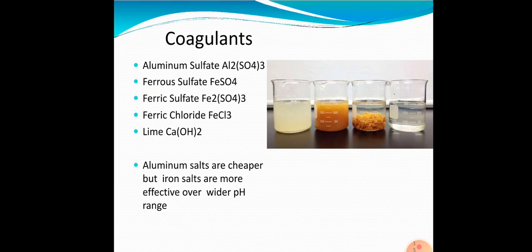The various types of coagulants that are normally used are as shown below. Aluminium sulfate is one, and then we have ferrous sulfate, ferric sulfate, ferric chloride, and lime. Aluminium salts are normally cheaper, and iron salts are more effective. So these are the various types of coagulants normally used in the treatment process of water. Alum is one of the most widely used coagulants.